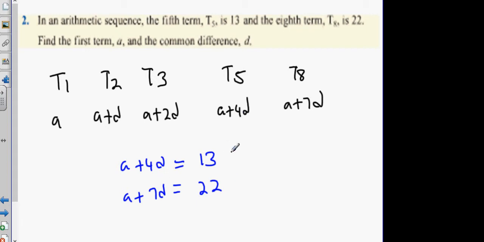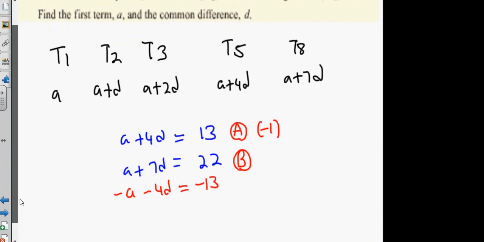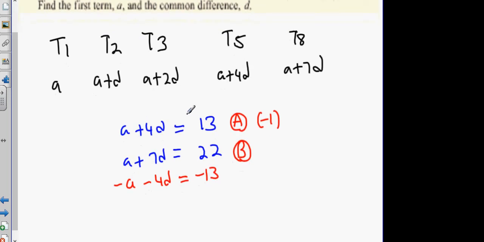So what you can do is multiply. There's two equations here, A and B. Multiply A on both sides by minus 1. And what happens when you multiply on both sides by minus 1 is you end up with minus A minus 4D equals minus 13. Okay? Once you multiply both sides of the same equation by the same number, it works out.